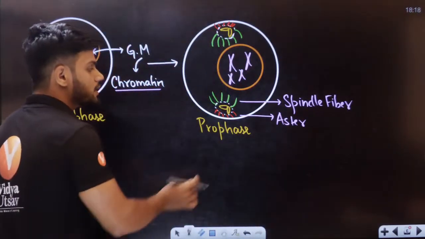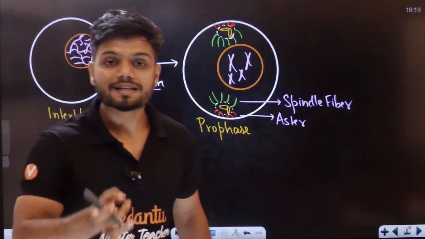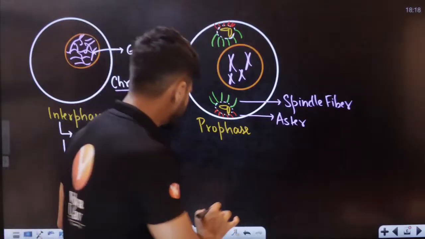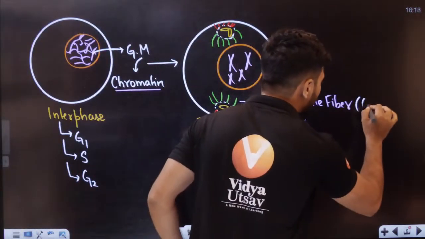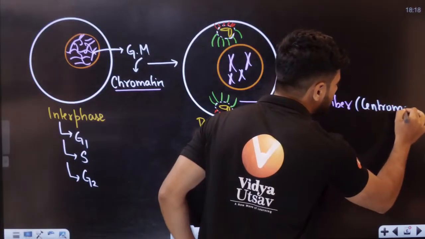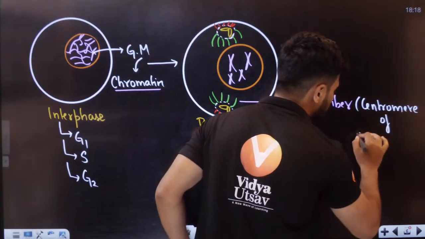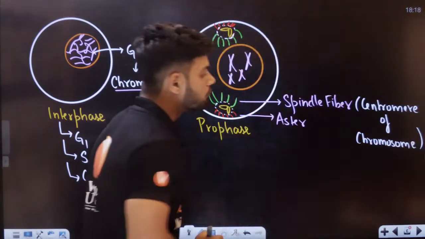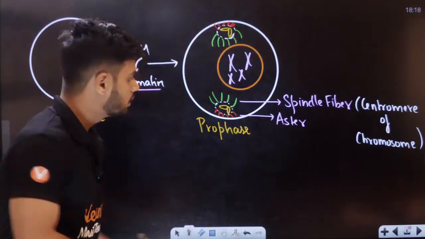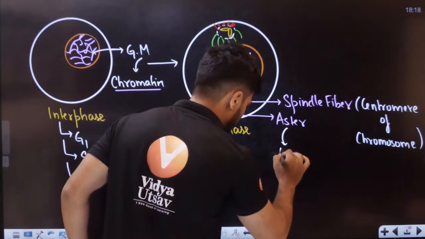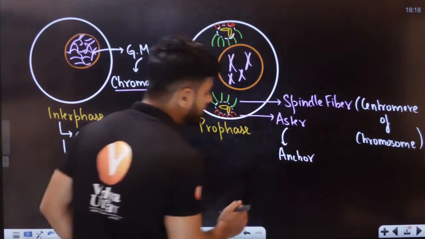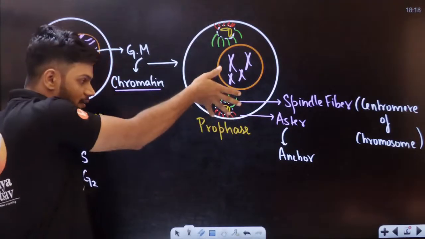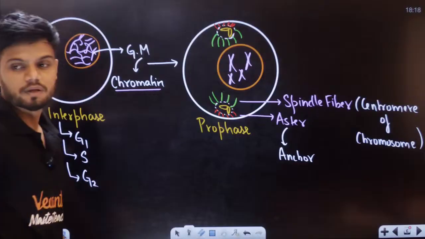Now, students, spindle fiber will help in what? Spindle fiber will help in attachment to the centromere. This spindle fiber will attach to the centromere of chromosome. Now, this aster here will help in anchorage. It will make sure the centrosome doesn't go anywhere. This aster will anchor down and make sure the centrosome doesn't move anywhere.